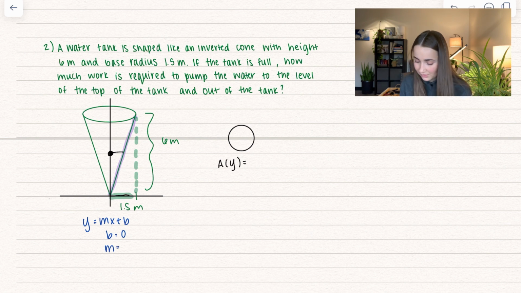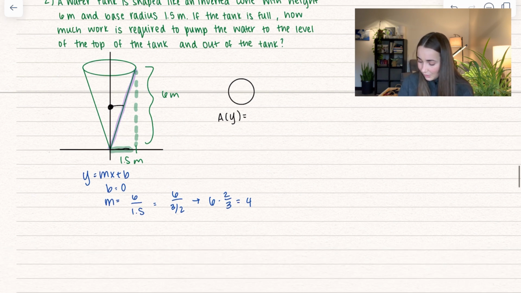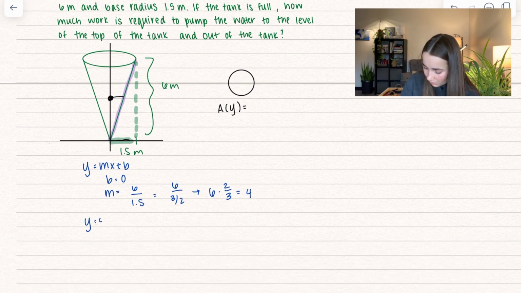And we can also find our slope by doing change in y over change in x. So we go up 6 meters and over 1.5. So if we wanted to rewrite that, we have 6 divided by 3 halves, which we can write as 6 times 2 over 3. And that's just going to be equal to 4. And so here our equation is y equals 4x.